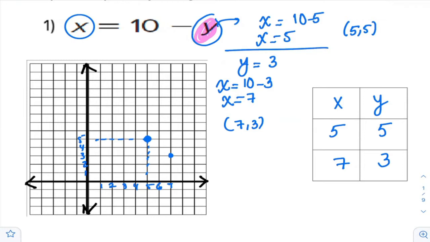All you have to do now is join these points, and this will be your line. Extend it in both directions. What if you want to solve for y?